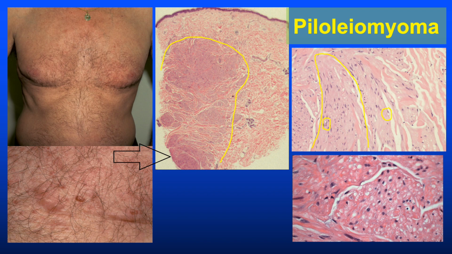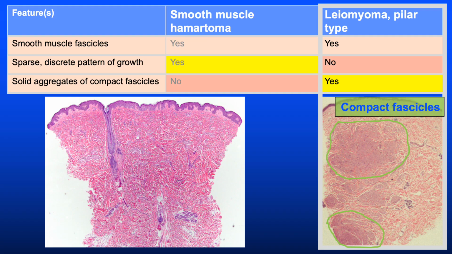And when we happen to see the fascicles cut in cross-section, the spindle cells are kind of coming right at you, so you can't really appreciate the spindled shape. They're more circular, but you could still see the abundant eosinophilic cytoplasm and numerous intracytoplasmic vacuoles. So both smooth muscle hamartoma and piloleiomyoma are composed of bland smooth muscle fascicles, but with smooth muscle hamartoma, it's more of a sparse, discrete pattern of growth, whereas with piloleiomyoma, we have solid aggregates of compact fascicles, more typical of a neoplasm.